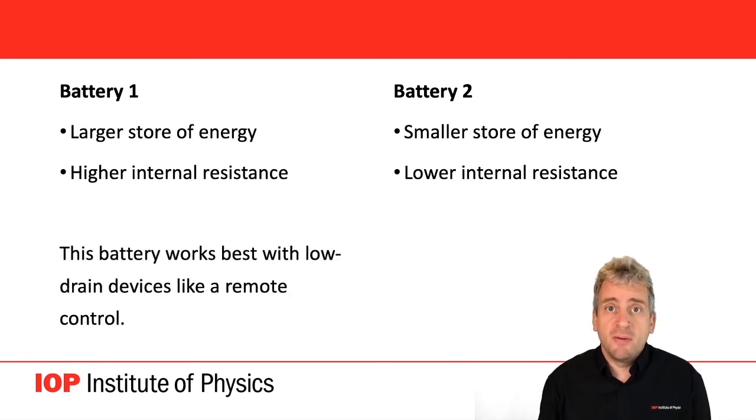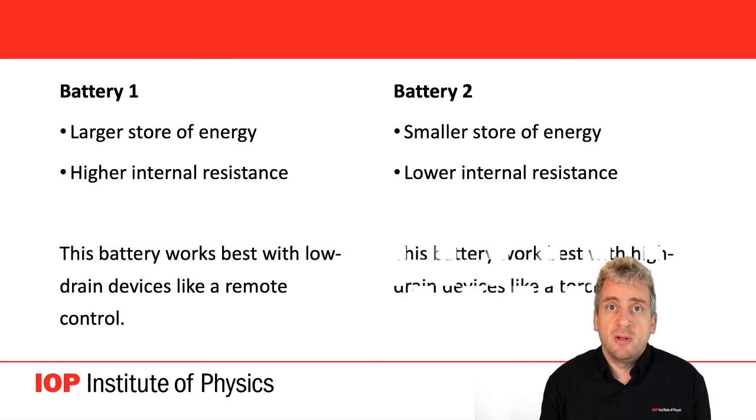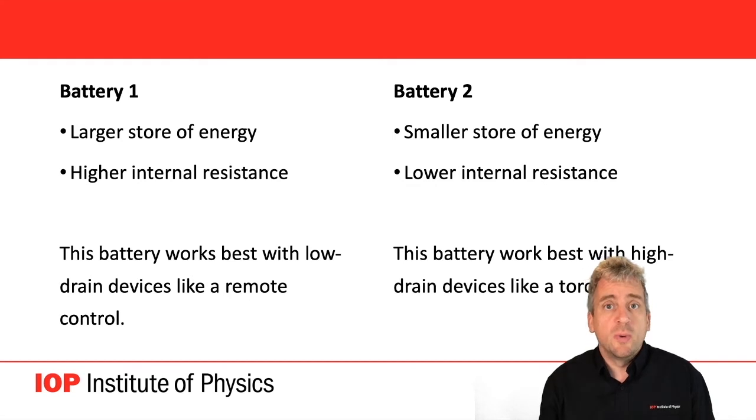So battery 1, for example, would work best with a low drain device like a remote control, and battery 2 would work better with a high drain device like a torch. However, it also comes down to other decisions like cost and whether they're rechargeable or not.